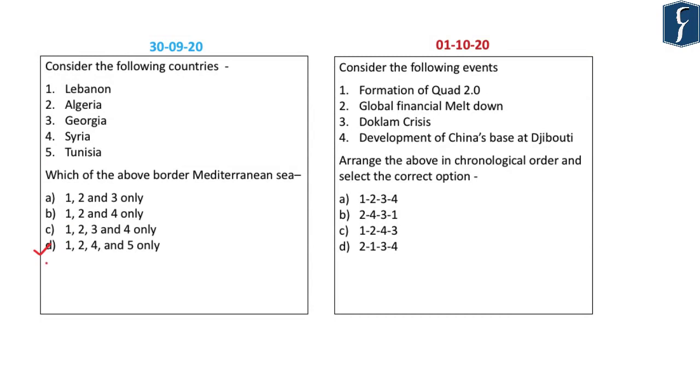Today's question is this. Consider the following events: formation of Quad 2.0, global financial meltdown of 2008, Doklam crisis, development of China's base at Djibouti. Arrange the above in chronological order and select the correct option. 1, 2, 3, 4; 2, 4, 3, 1; 1, 2, 4, 3; or 2, 1, 3, 4.